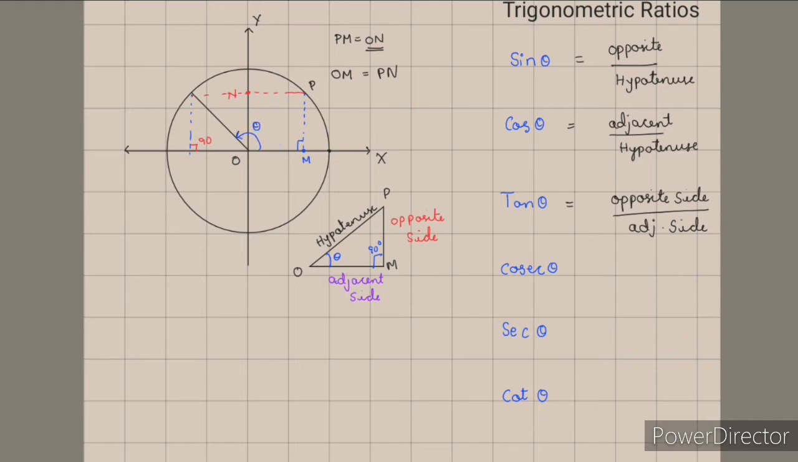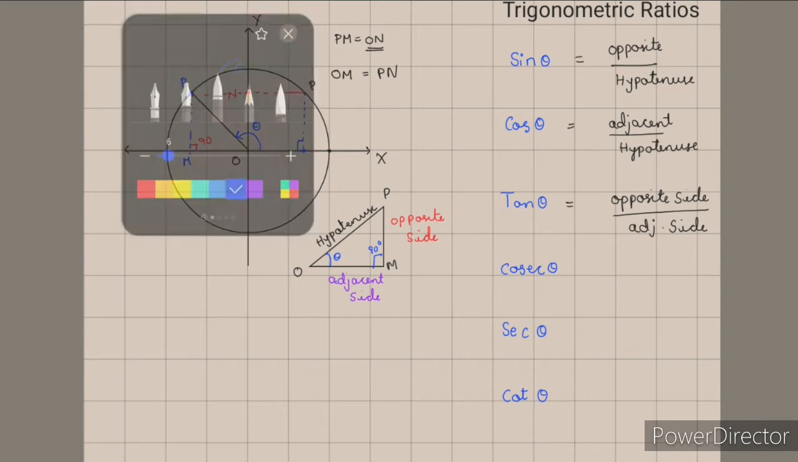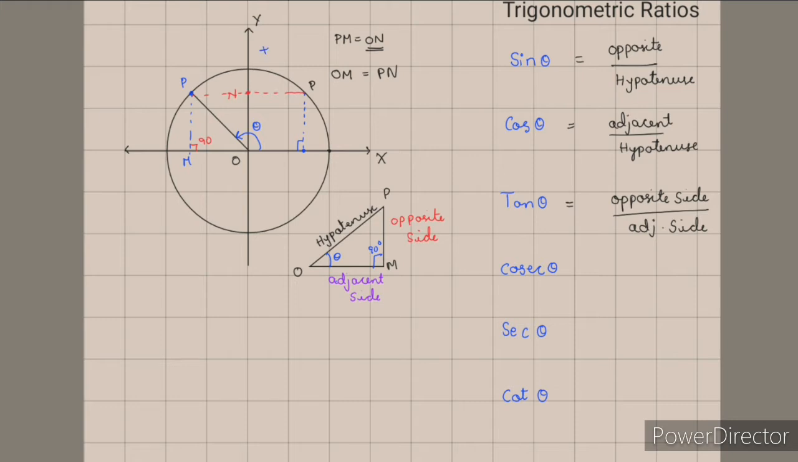So after 90, the triangle OPM looks like this. So sin theta equals opposite side by hypotenuse. What is the opposite side? PM, which is some positive quantity, because above the x-axis y coordinates are positive, below the x-axis y coordinates are negative. Similarly, the right side of the y-axis x coordinates are positive, whereas the left side of the y-axis is negative. So PM is positive here, whereas the hypotenuse is also positive.